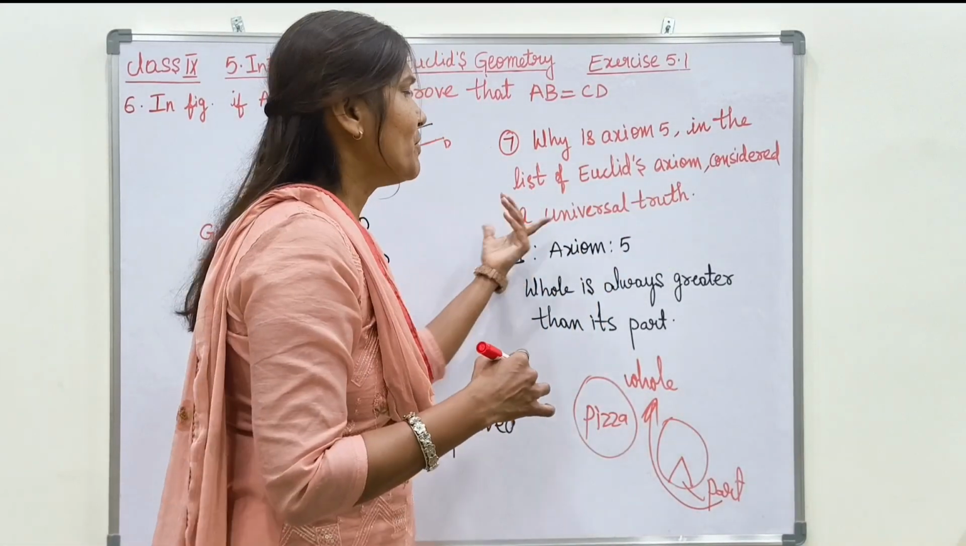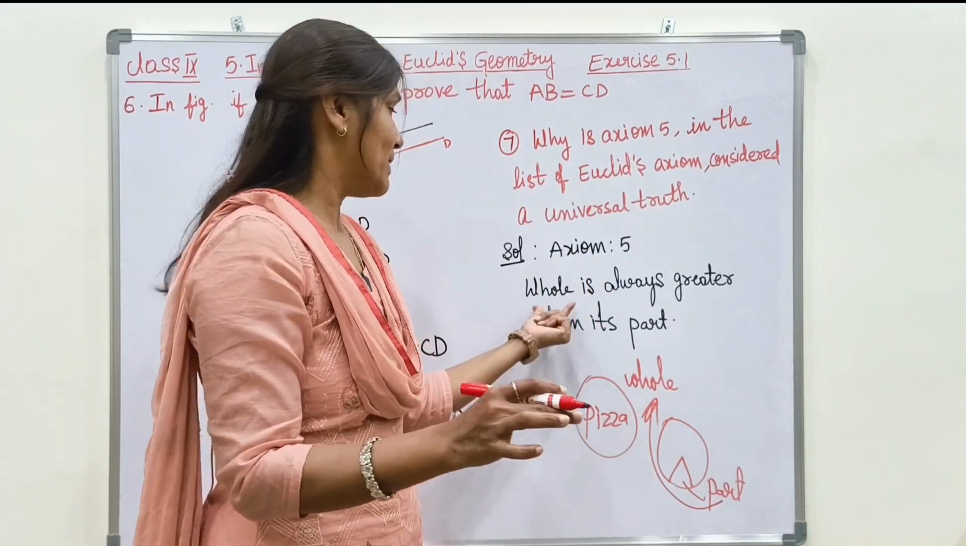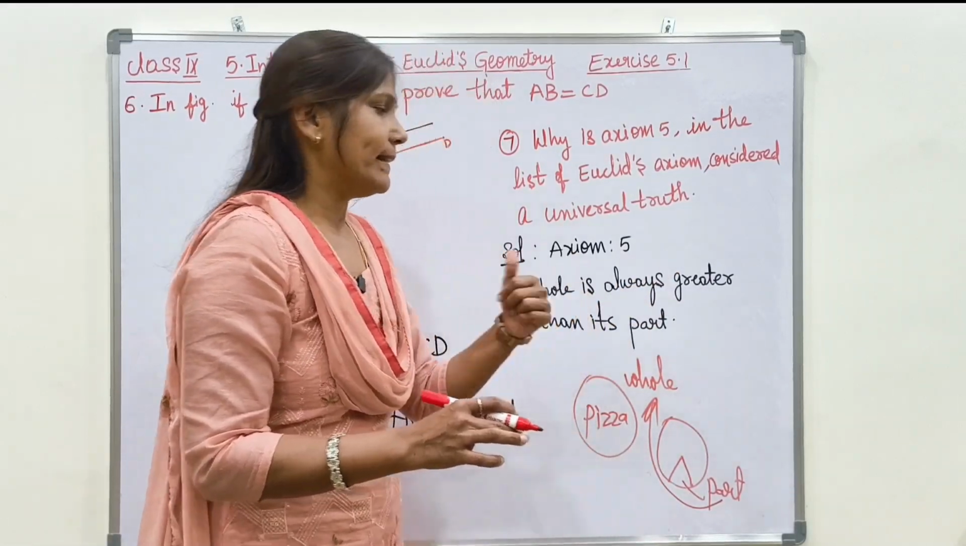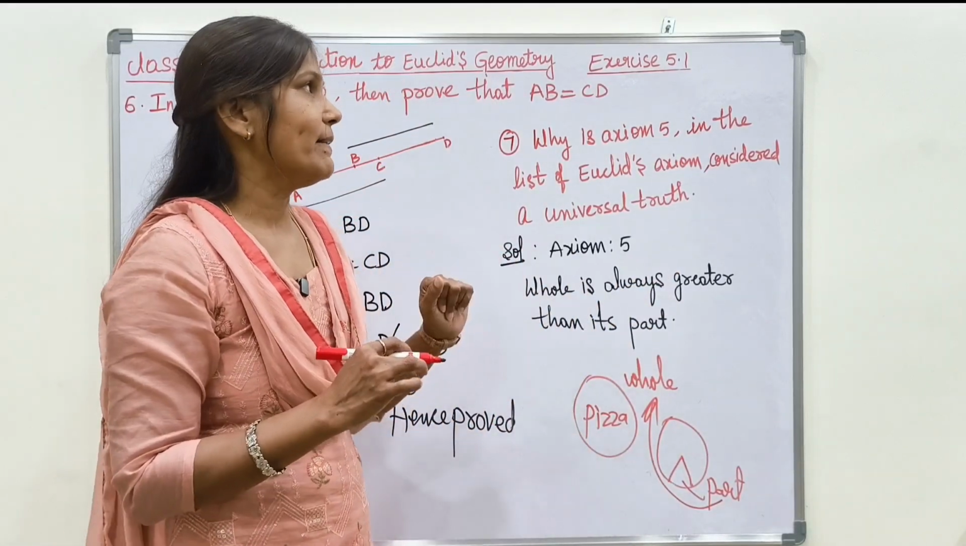These axioms are universal truths. In this one, the fifth axiom is: the whole is always greater than its part. This is axiom 5.